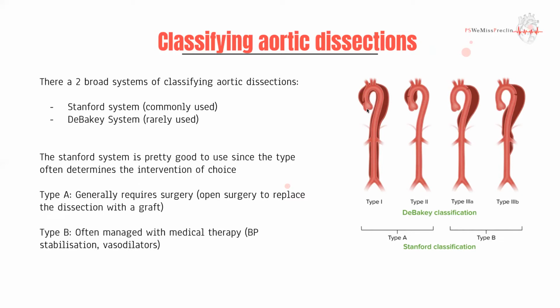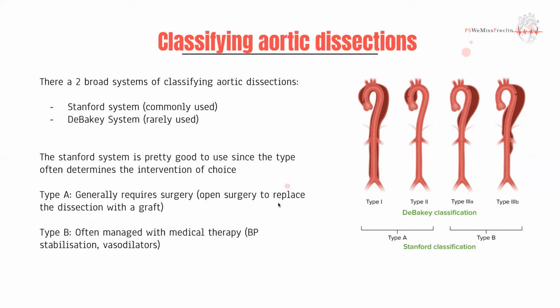So a type A aneurysm is one that involves the ascending part. So if you have a dissection that involves the ascending part, regardless of what else it involves, that automatically would be classified as a Stanford type A aneurysm. Versus if it's just the distal, depending on how distal it is, that would be a type B.